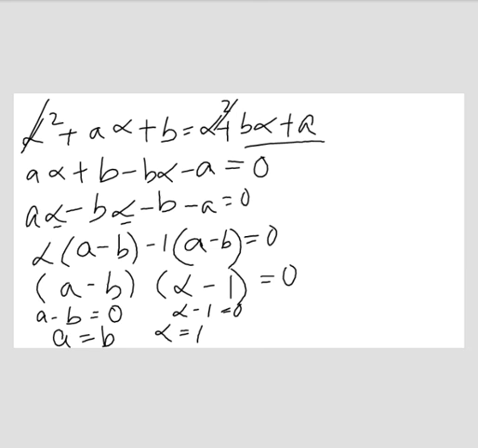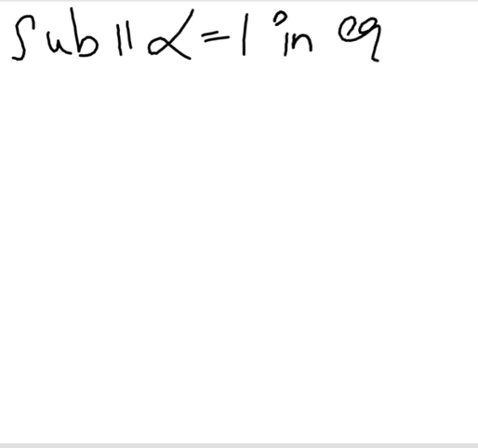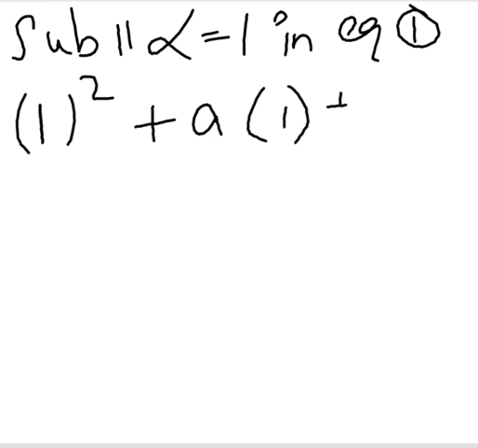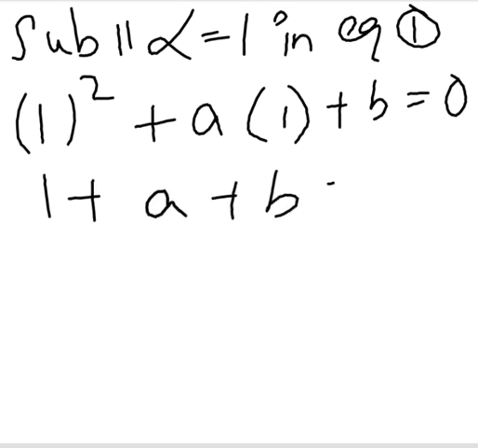Now we can substitute in one of the equations. In the first equation I'll substitute alpha is equal to 1. Substituting alpha is equal to 1 in equation 1: 1 square plus a into 1 plus b is equal to 0. Now 1 square is 1, a into 1 is a, so 1 plus a plus b is equal to 0.